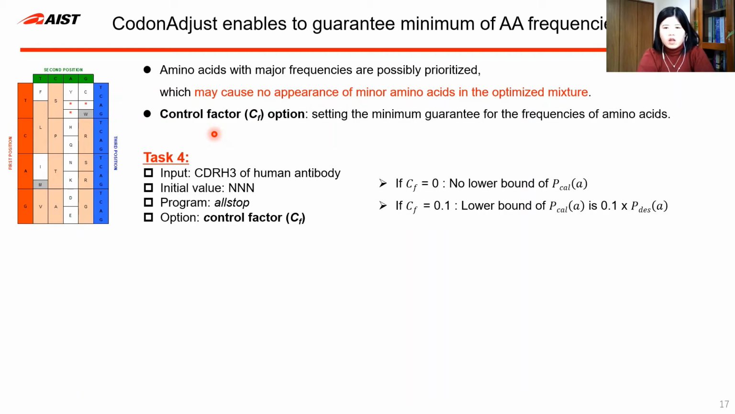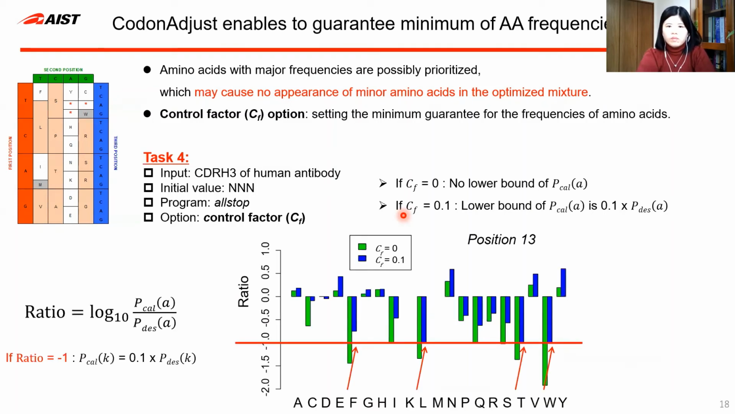We compare the result of Condom users with CF0 and 0.1. With CF0, there is no lower bound of the output, while CF0.1 requires the output to have at least 10% of the input. Here is the result of position 13, which shows the ratio of the output to the input. The green and blue represent CF0 and 0.1 correspondingly. The red line shows the baseline of 10% of the input.